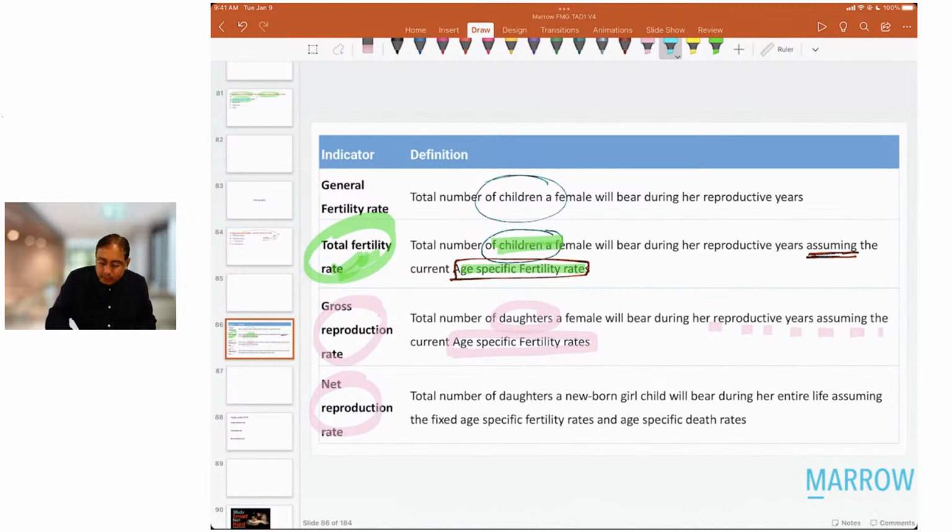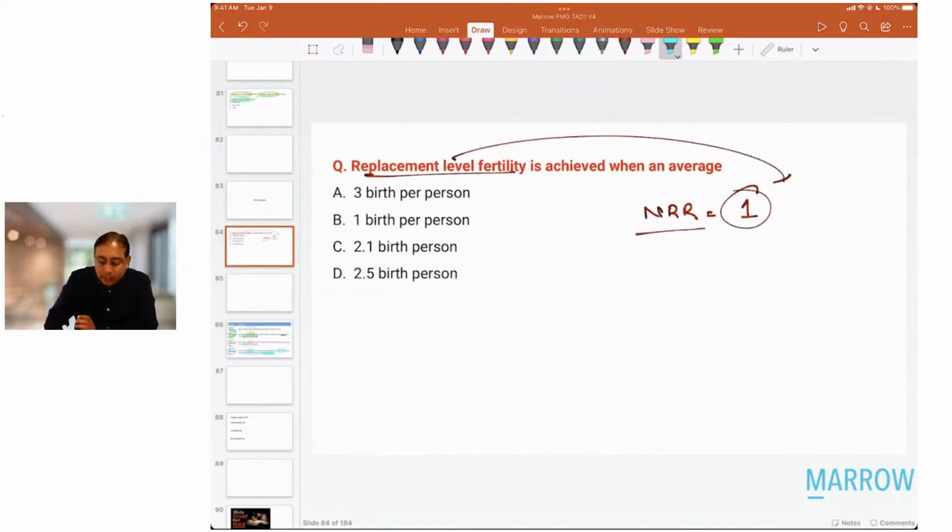NRR is the total number of daughters a newborn girl child will bear during her entire life, assuming the fertilities and death rates. Very important, frequently asked, which is the best indicator? Best indicator is the net reproduction rate. ये जो question आपने देखा था, that was related to the net reproduction rate. What is net reproduction rate? Total number of daughters a female will bear during her entire life, assuming the fertilities and the death rates on her. So that is called as replacement level.